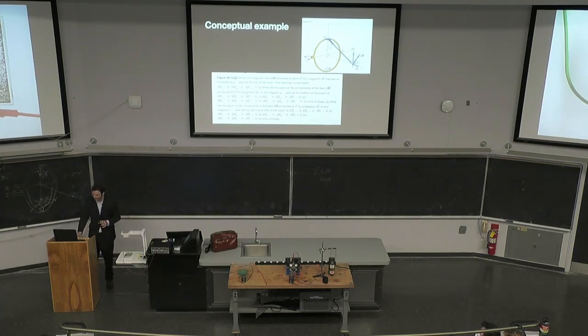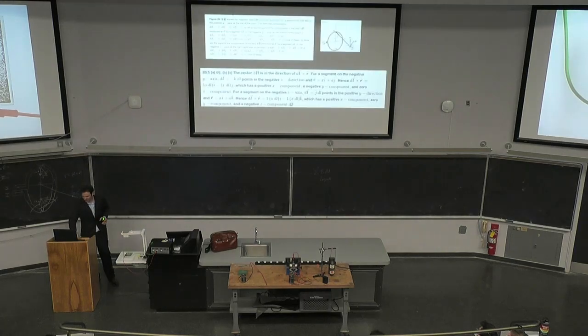Okay, so for part A, what are the signs of the components of the field dB produced by P along the negative y-axis? We just answered that question. And then part B, what are the components of the field produced at P on the negative z-axis at the right side of the loop? So then we see here that for a segment on the negative y-axis, dl equals minus k-hat dl, pointing in the negative z-direction, and r is x i-hat plus a j-hat. Hence, dl cross r is a dl i-hat minus x dl j-hat, which has a positive x component, a negative y component, and a zero z component.